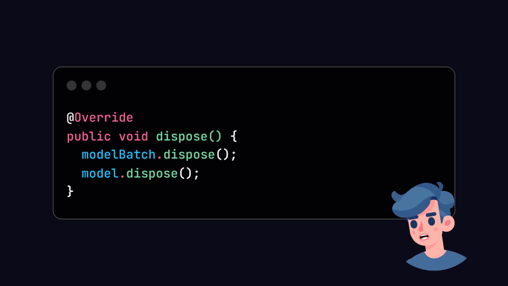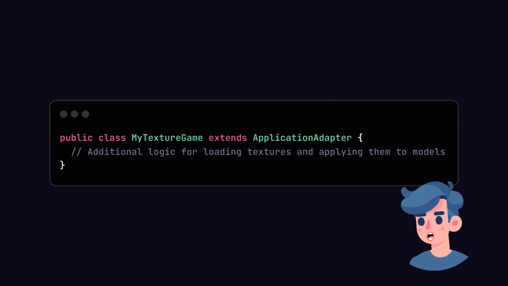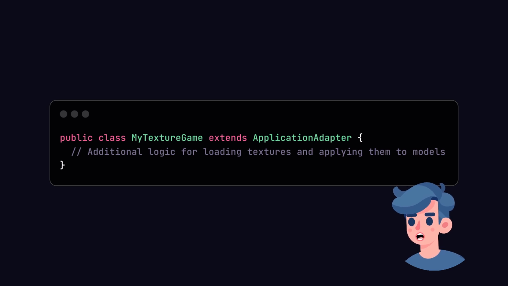Now let's include a way to dispose of resources to prevent memory leaks. Override the dispose method and inside it, dispose of the ModelBatch and model to free up resources. At this point, you should now be able to create a basic 3D game using LibGDX.